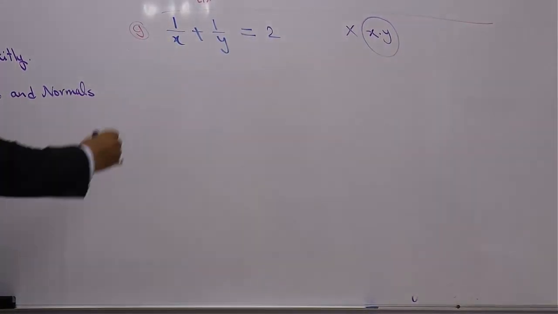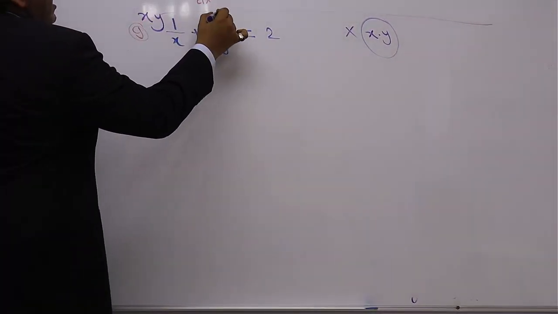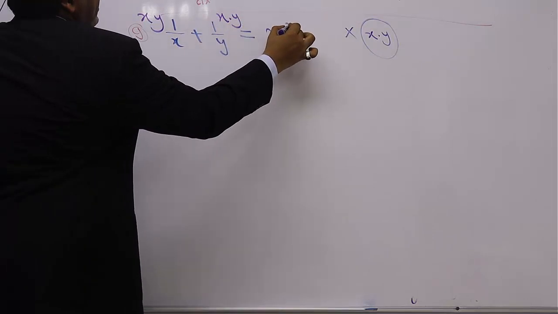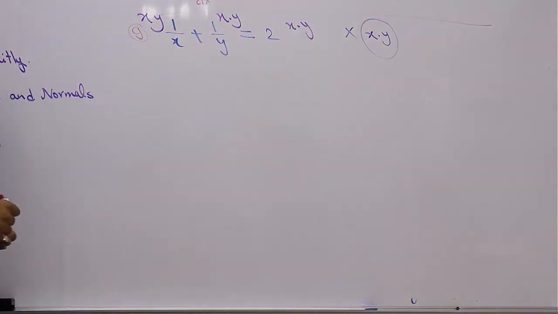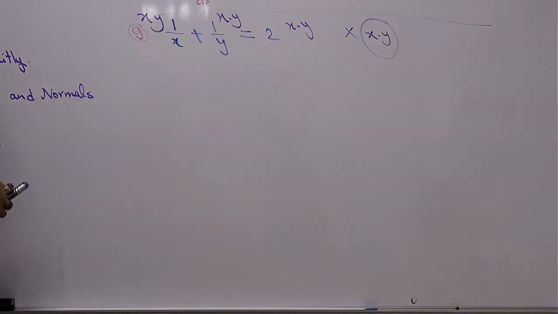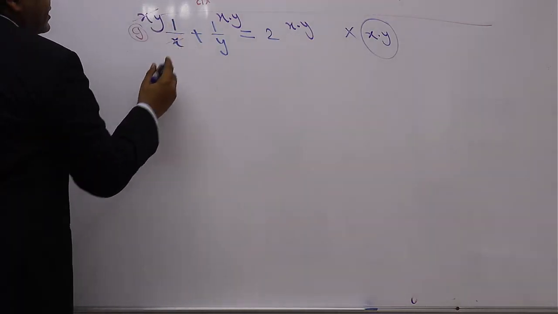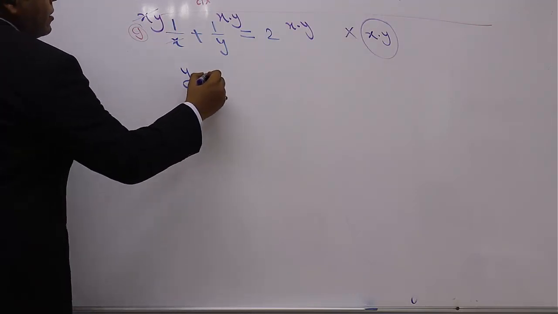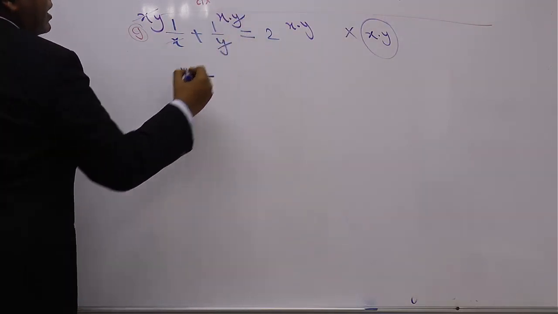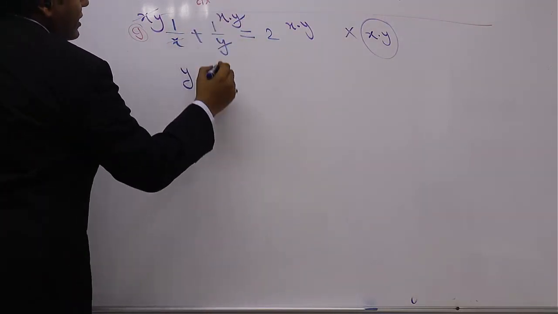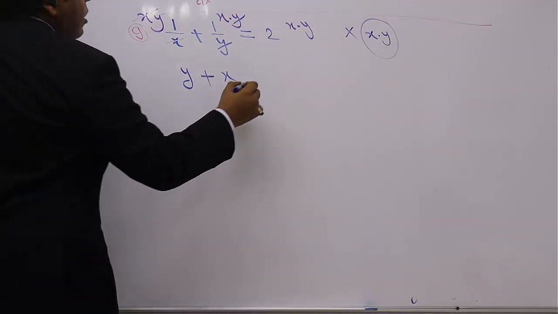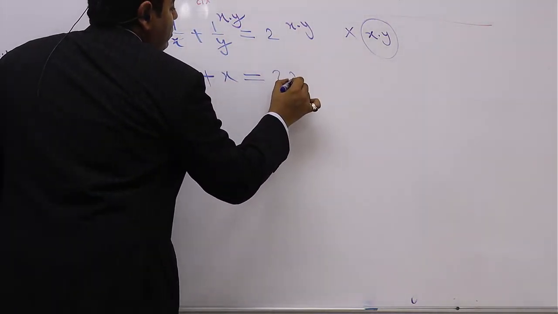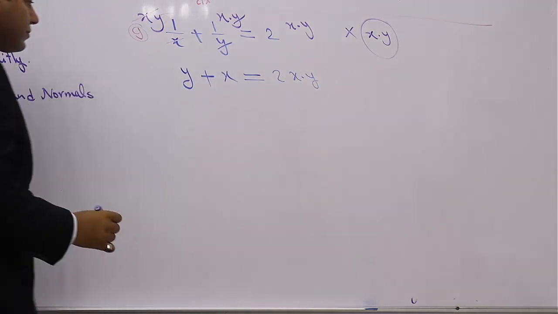So multiply here by x times y, and here by x times y, and here by x times y. Pay attention to that. x divided by x is cancelled. So I have 1 times y, it's equal to y. Plus y divided by y is cancelled. So 1 times x, it will be x. All of this is equal to xy.